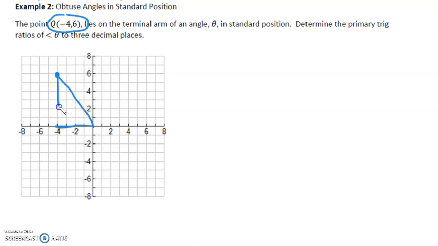Now let's join that with the triangle. It's a right angle, and this in here is going to be our theta. Okay, we have the value of 4 here and the value of 6 here.